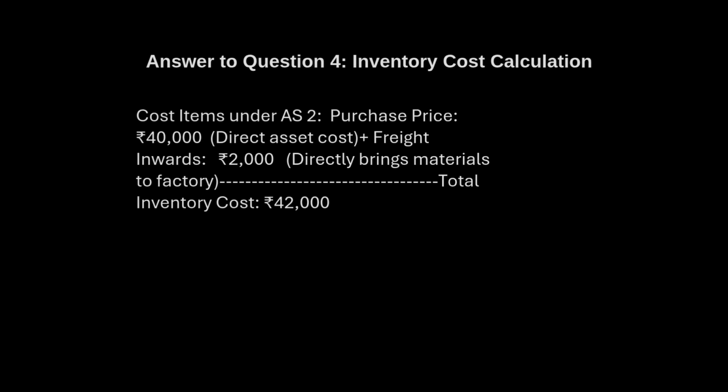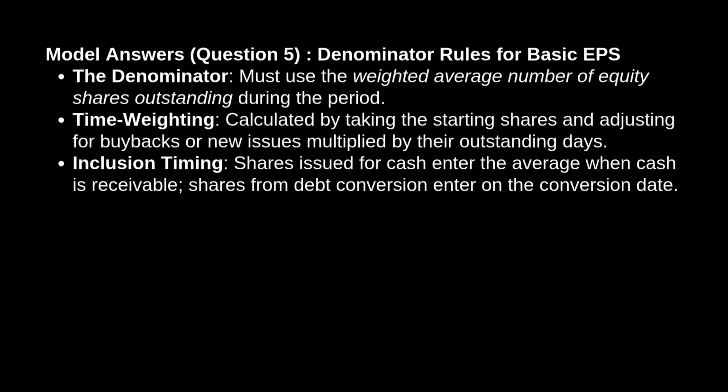inventory value. Now for our final application answer regarding IAS 20. When calculating basic earnings per share, the denominator must strictly represent the weighted average number of equity shares outstanding during that specific period. This isn't just a simple count, it requires a time weighting factor. New shares issued for cash are only counted from the exact date that cash is receivable, and shares issued via debt conversion are factored in from the formal conversion date. This ensures the denominator accurately reflects the timeline of capital usage.